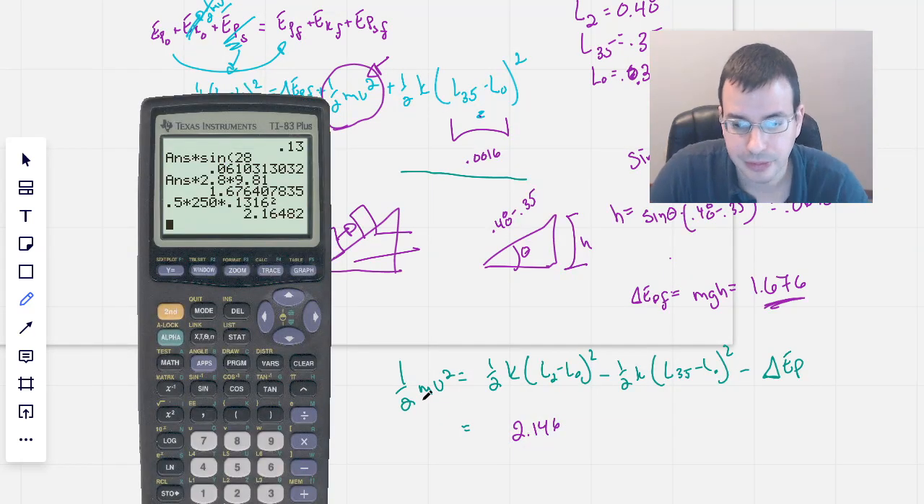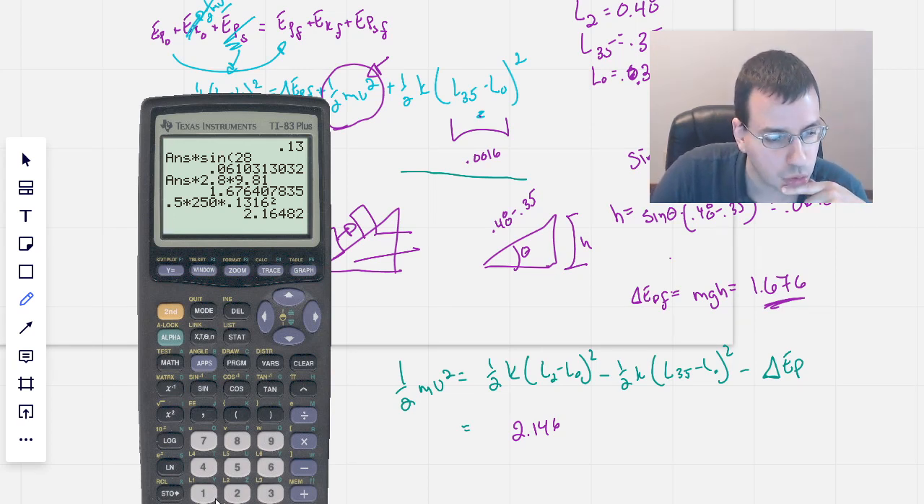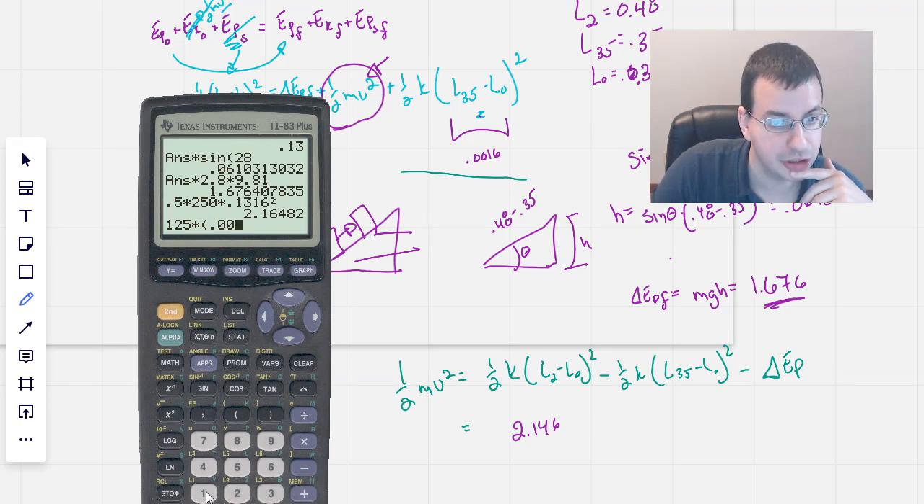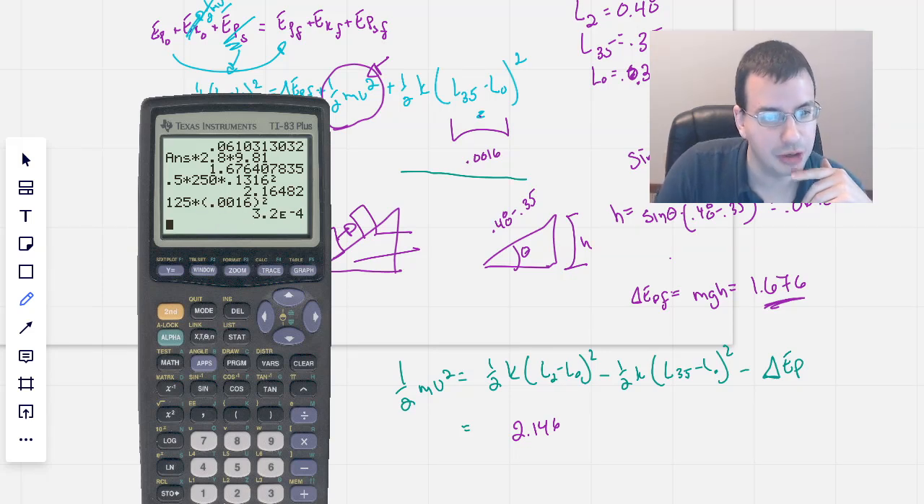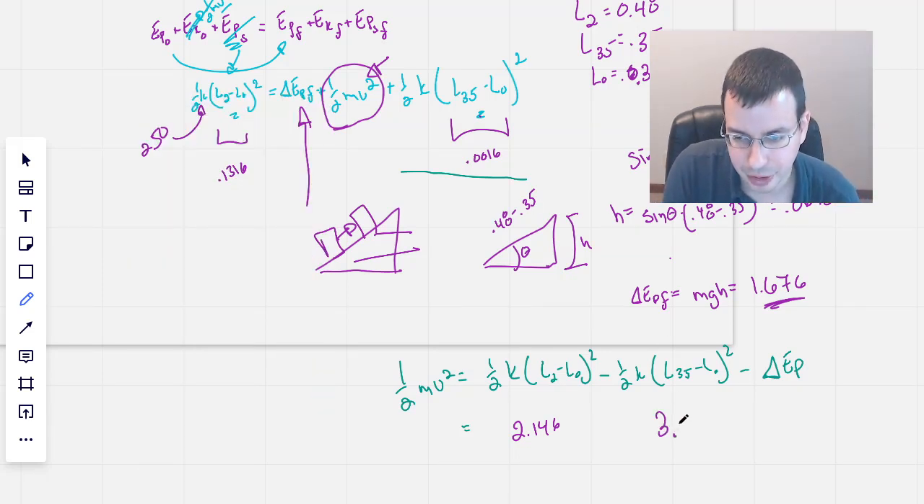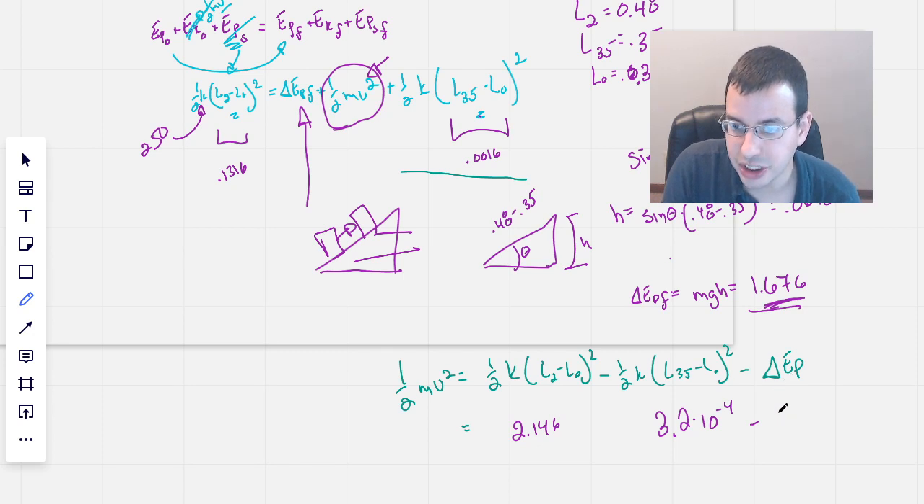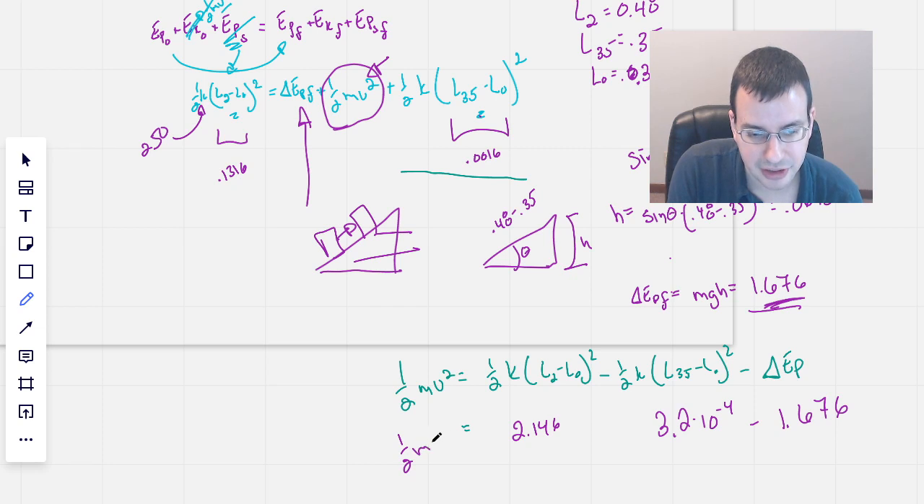And then for the next one, we're going to do 0.5 times 250, which is 125. I know, shortcut. Times L35 minus L0, it's 0.0016 squared. That's going to be 3.2 times 10 to the negative fourth, minus this one we already figured out right here, which is 1.676. This is 1/2 mv squared.